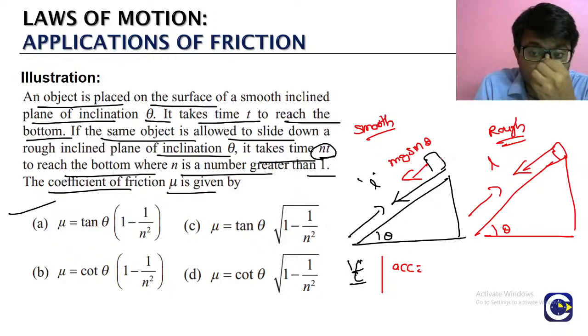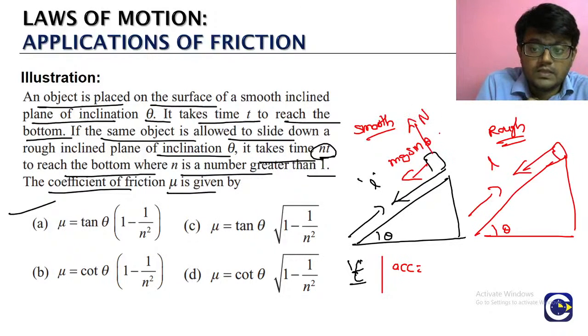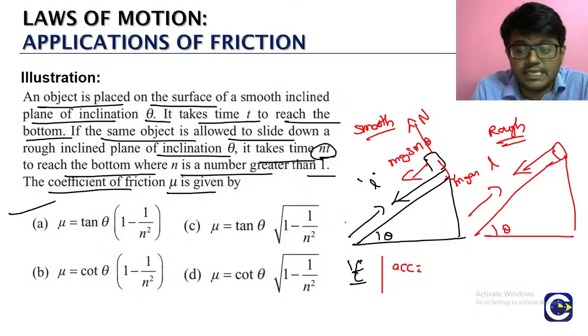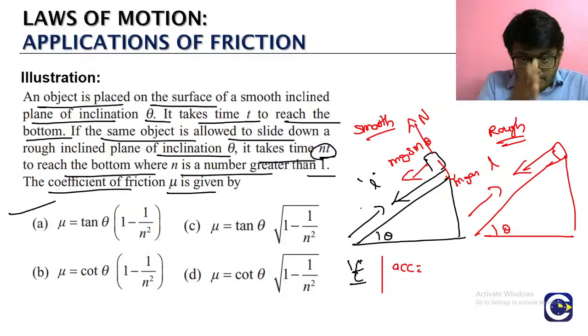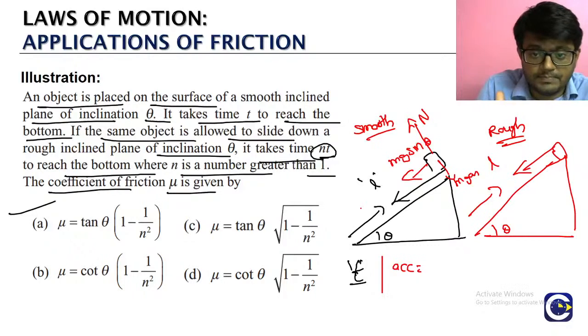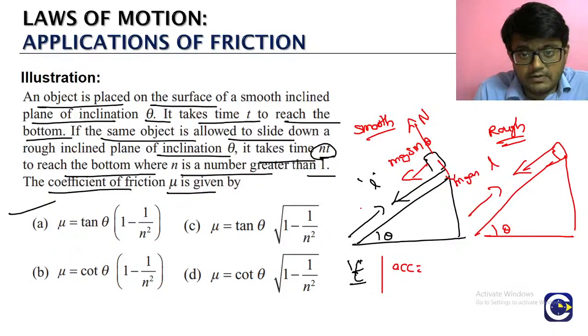Remember, the only component of force which is along the plane will be mg sin theta, because the normal reaction will be perpendicular to the plane. Weight is vertically down. We have taken the components of weight. Mg cos theta will be perpendicular to the plane. Mg sin theta will be along the plane.